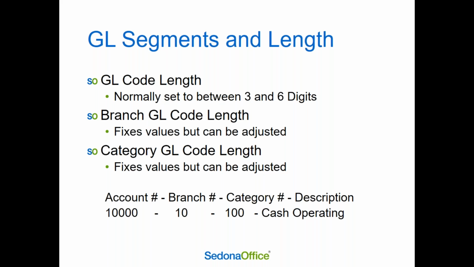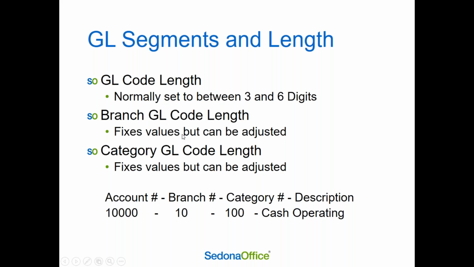Now the branch accounts are 2 fixed digits. As you see here on the bottom of your screen, you see the main account, which is the base account, and then the branch at 2 digits and the categories at 3. With the branch at 2 digits, you can go from 0 to 99 branches, and for categories, you can go up to 999 categories, which we don't really recommend that you use, but that is a possibility.